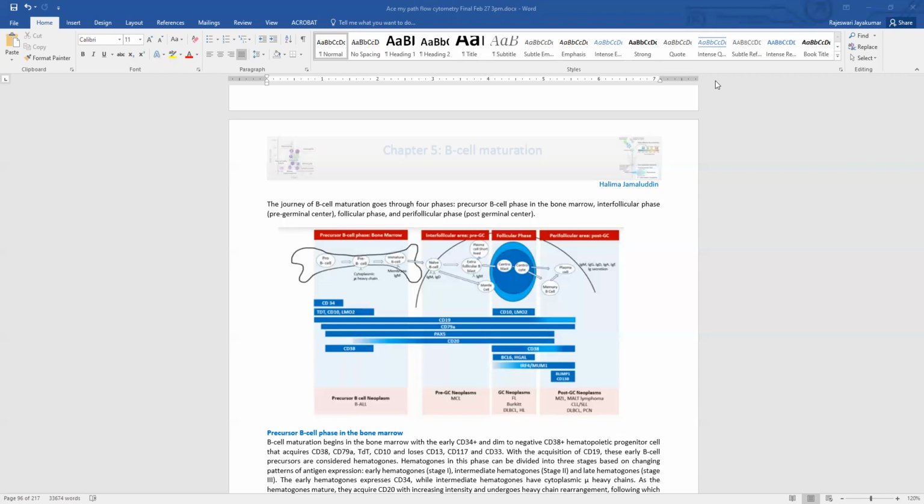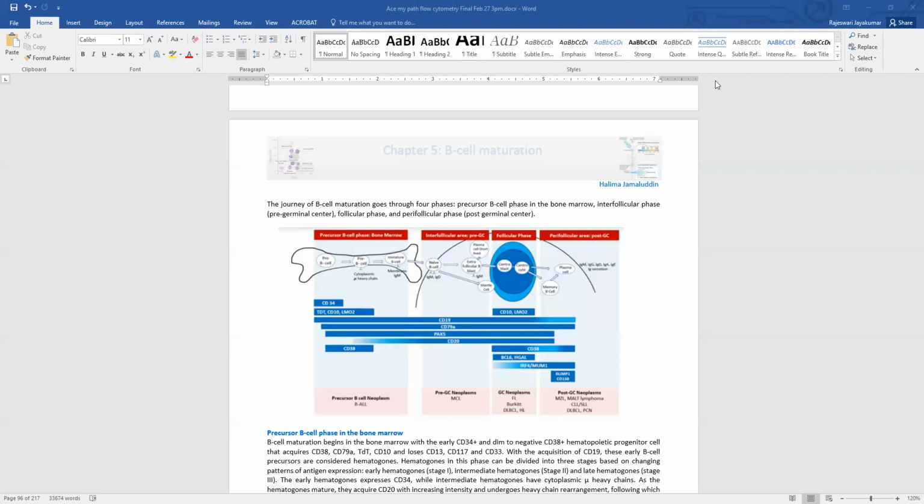Now, when they come out of the bone marrow, they come out as immature B cells, and they have just rearranged their heavy chain as IgM. So they are naive B cells, and they have IgM and IgD on their surface. They go and sit in the mantle zone. That's why in your lymph nodes, when you do IgD staining, you can highlight the mantle zone very nicely.